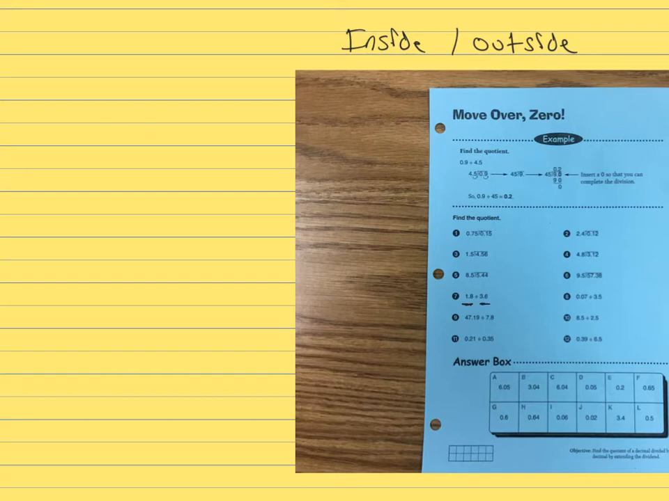So let's do number 7. So this is number 7, and let's do that one. So 1.8 goes inside, and 3.6 goes outside. I know that's weird, because in elementary you're not used to putting the big one outside. But if you do it the other way, you're going to get a different answer.